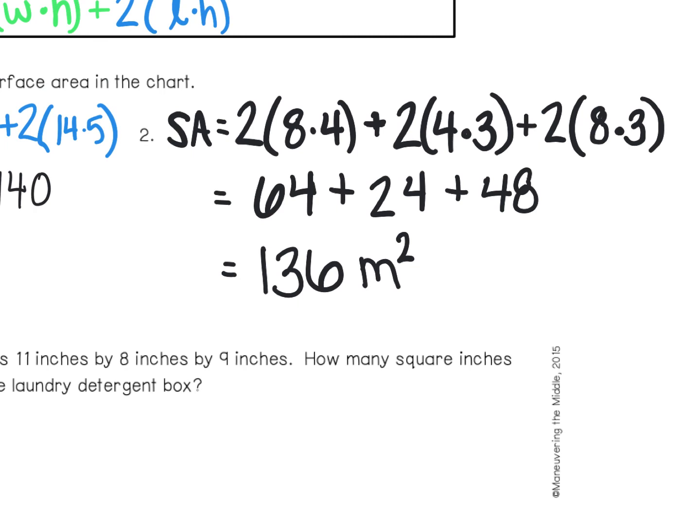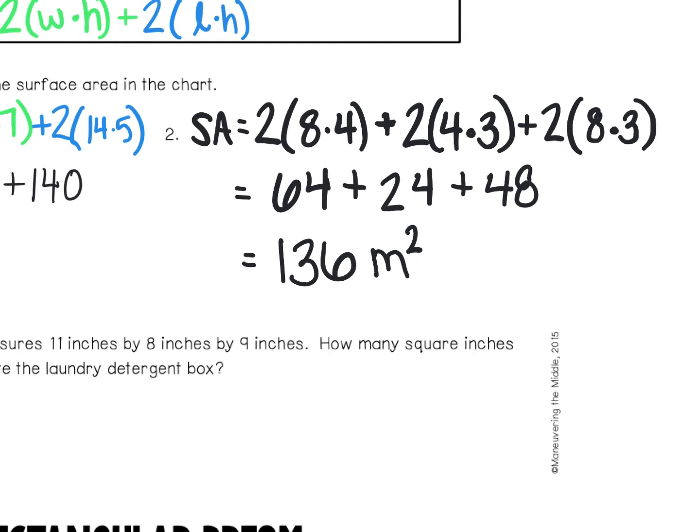Go ahead and get that copied down. Do we have questions on that one? Are you starting to see how those pieces kind of go together and how we figure out what to plug into the formula? All right, let's look at this last one then.